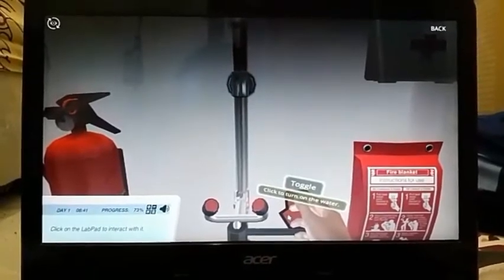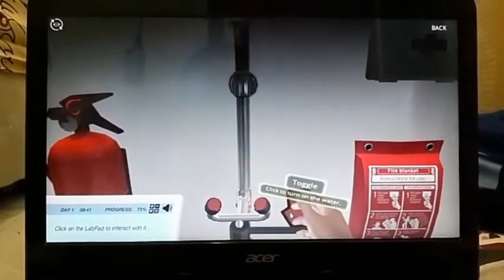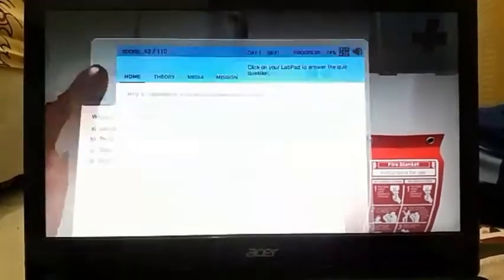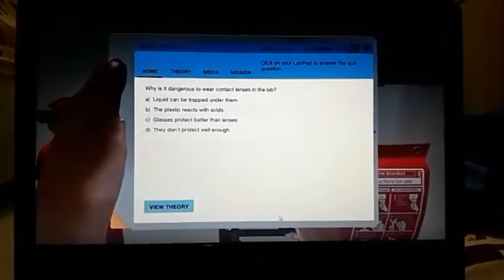Your eyes are very fragile and it is very important to protect them with safety goggles at all times. Why is it dangerous to wear contact lenses in the lab?